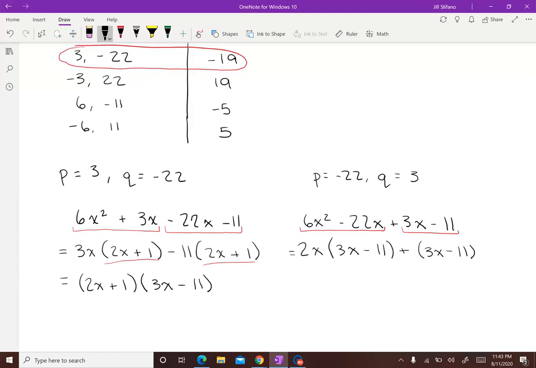Good. Now I'll draw a line in the middle so we know this is a different version. Now we factor the GCF out of the whole thing. So both terms have a 3x minus 11. So we can factor that out, and we're left with 2x plus 1. So we see we get the same answer for our factored version.